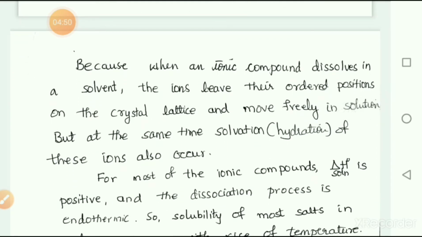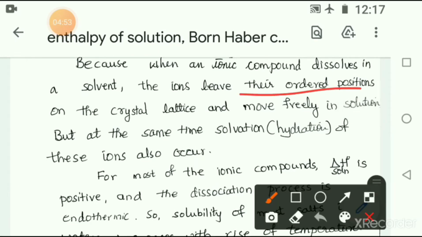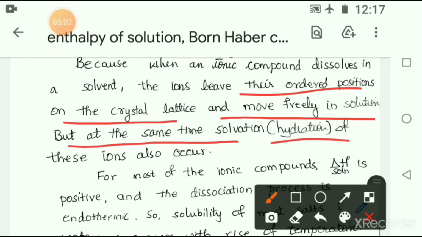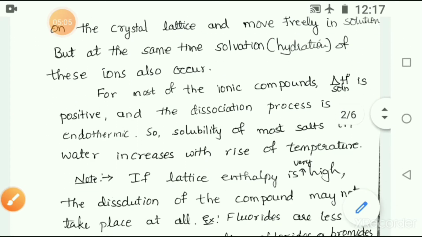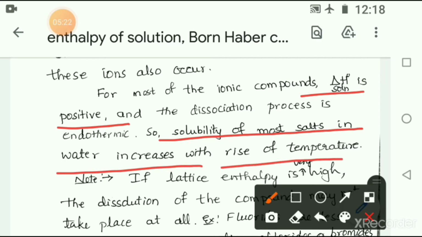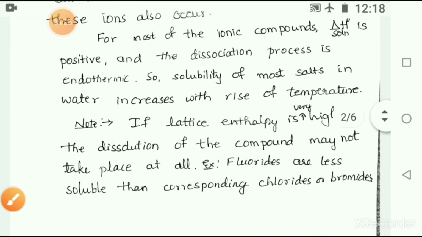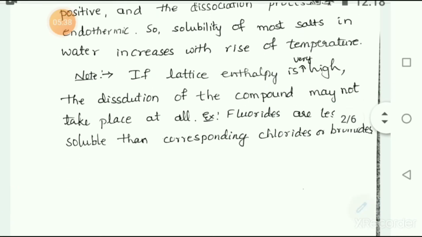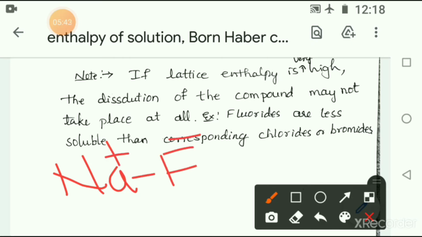When an ionic compound dissolves in a solvent, ions leave their ordered positions on the crystal lattice and move freely in the solution. But at the same time, solvation or hydration of these ions also occurs. For most ionic compounds, the standard enthalpy of solution is positive and the dissolution process is endothermic. Thus, the solubility of most salts in water increases with a rise in temperature. If the lattice enthalpy is very high, then dissolution of the compound may not take place at all. For example, in sodium fluoride, the sodium ions and fluoride ions are very strongly held together, and thus their lattice enthalpy is very high.